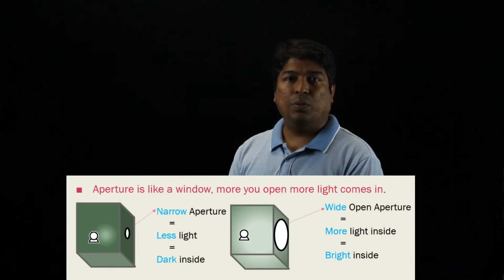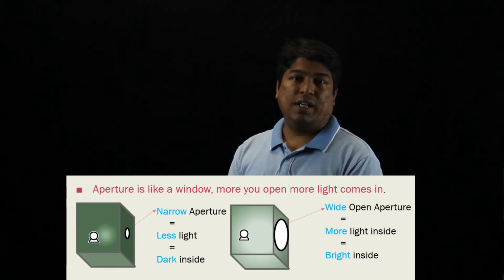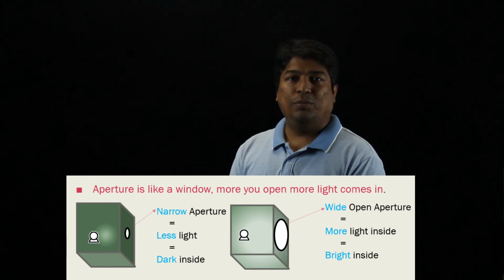Now let's recap. So aperture is like a window. More you open, more light allows in. Narrow aperture equals less light, equals dark inside. Wide aperture equals more light inside, bright inside. And that's all about aperture. I hope you understood the concepts.